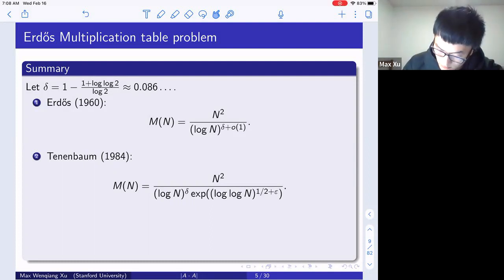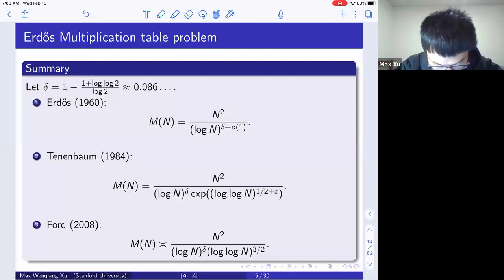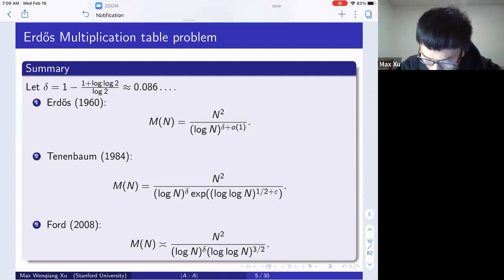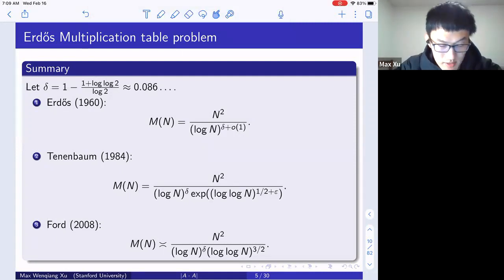And finally, in 2008, Ford remarkably determined this quantity M(n). Up to a multiplicative constant, this quantity is completely determined now. It's n squared over (log n) to the delta, and the next order is log log n, and the exponent is also determined, it's 3 halves. Okay, that's basically a quick summary of this problem.